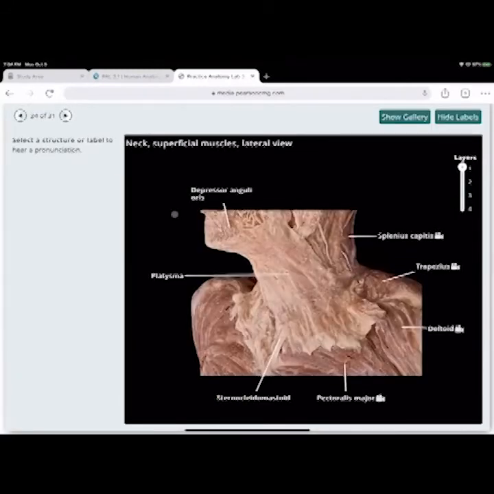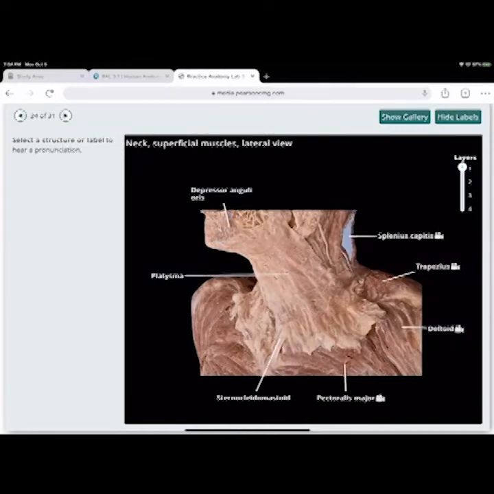Okay, lateral view of the neck. Again, the platysma muscle is a huge muscle, covering the entire part of the neck. It pulls the angles of the mouth. The splenius capitis muscle is in the back. The trapezius muscle. This is the anterior attachment over the shoulder.